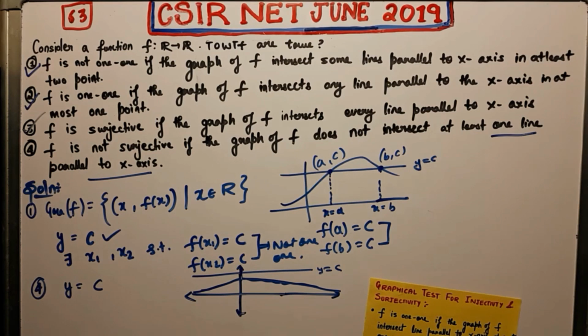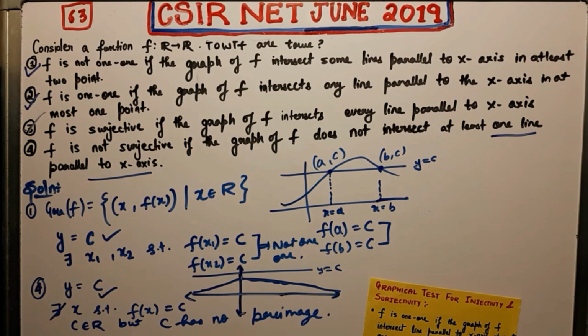Now let us do it a little bit mathematically. Okay, so let y is equal to c be a line such that it does not intersect the graph of f. That means there does not exist x such that f(x) is equal to c. You are getting my point? So this means c belongs to R, but c has no preimage.